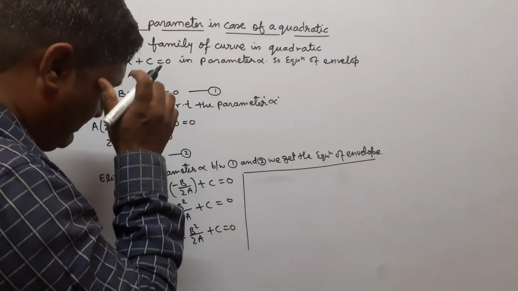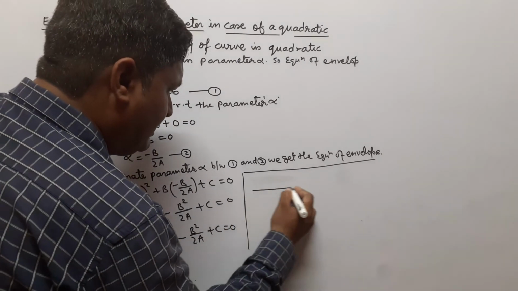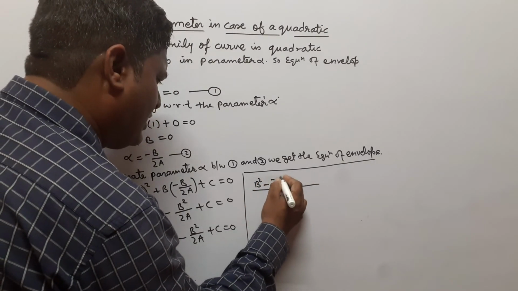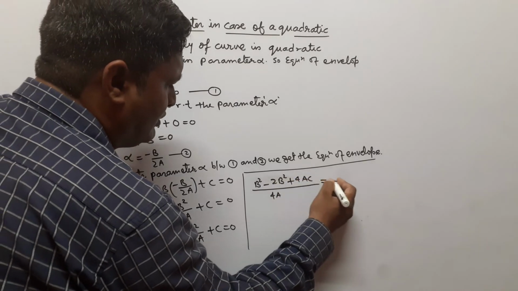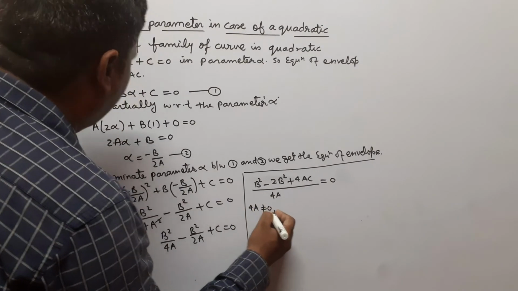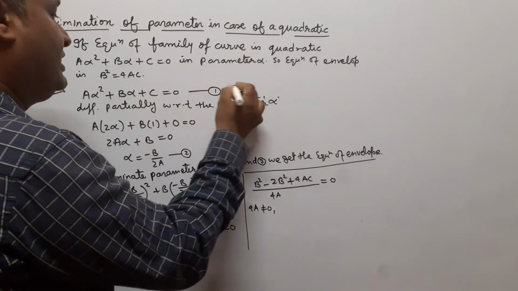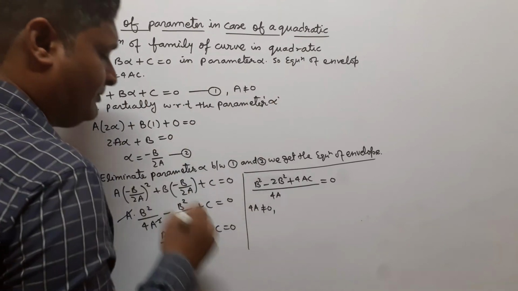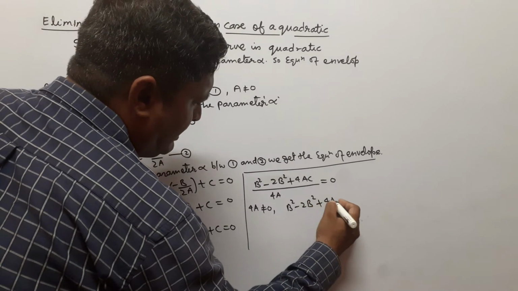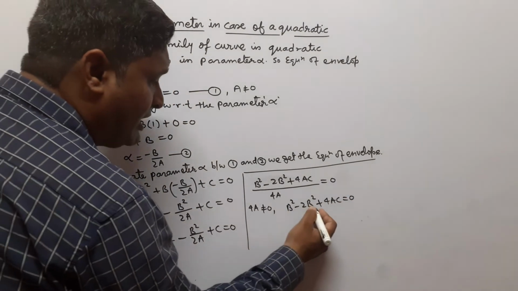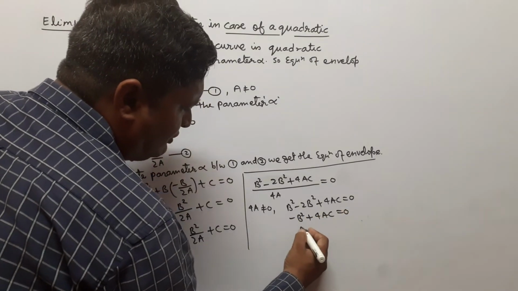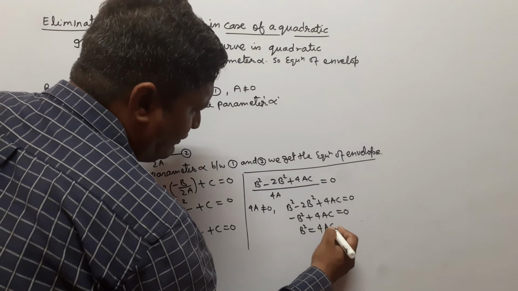We multiply this equation by 4a, taking the LCM. So we write b square minus 2b square plus 4ac equal to 0. This 4a is not equal to 0, because this is a quadratic equation, so a cannot be 0. So b square minus 2b square gives minus b square plus 4ac equal to 0. This can be written as b square is equal to 4ac.